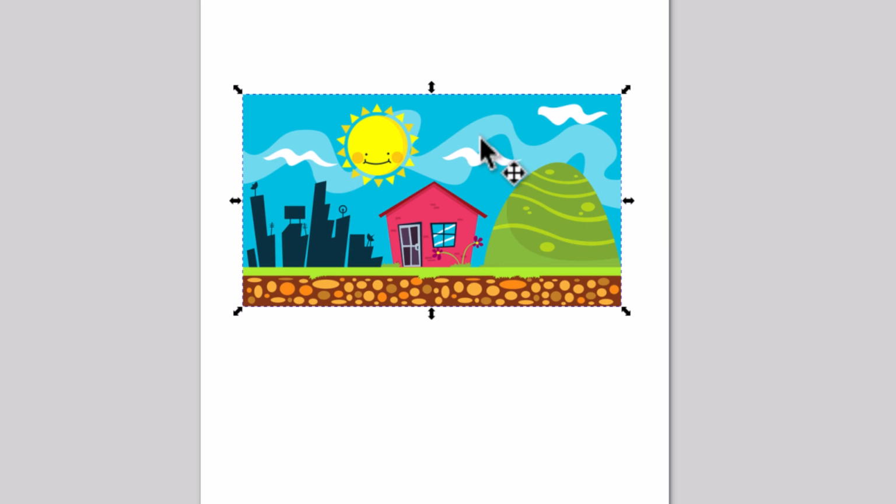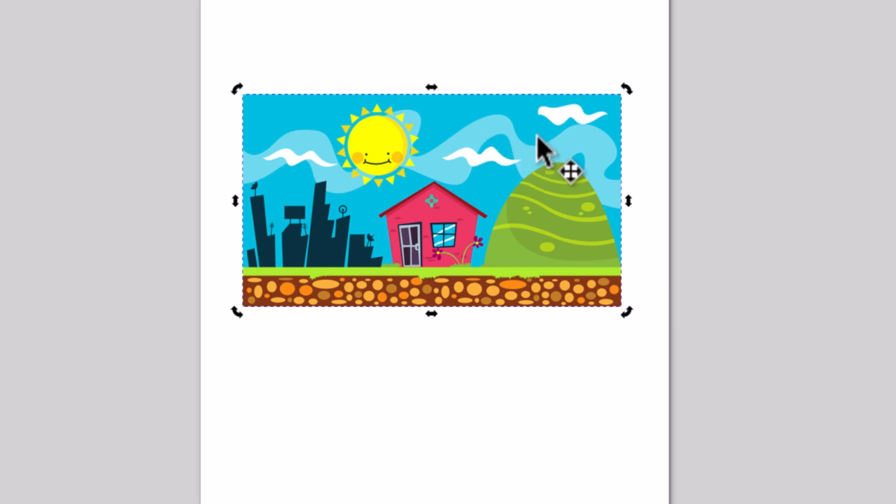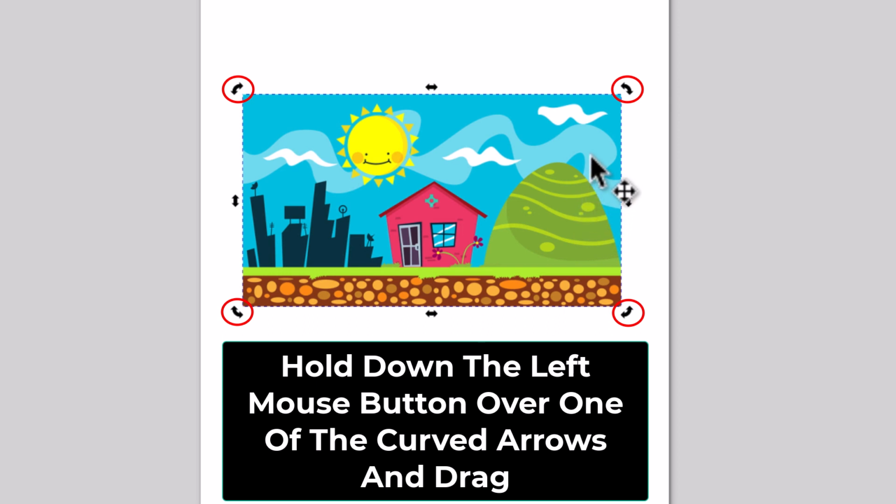Now to rotate it, all you have to do is left click on it again. I'm going to left click again. And as you can see, these arrows have changed to circular arrows. And all you have to do is grab one of those circular arrows.